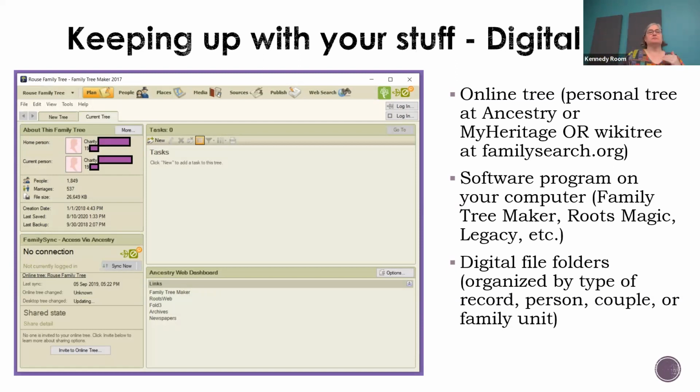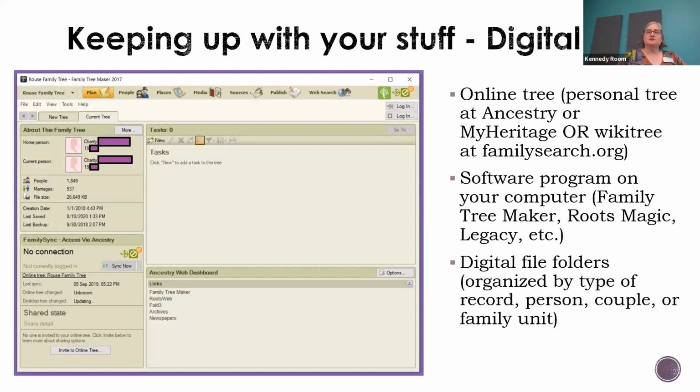Different people have different comfort levels with keeping things in the cloud, like at Ancestry. So it's just one option. MyHeritage has trees that you can use, WikiTree. There are any number of online trees, some of which are collaborative trees, some of which you can control. So Family Tree Maker is the one I use. It's just the one that has always synced with Ancestry, so that's what I've used. RootsMagic is another one. Legacy is another one. Those are probably the top 3.